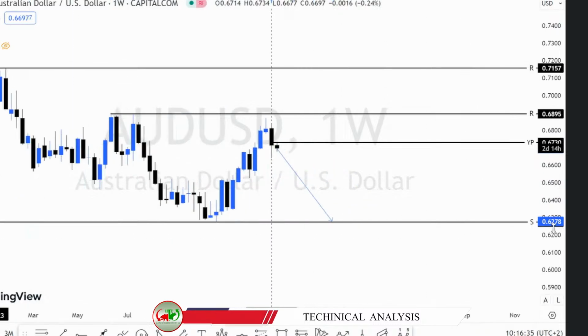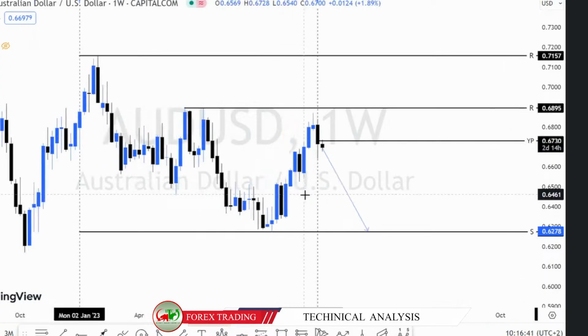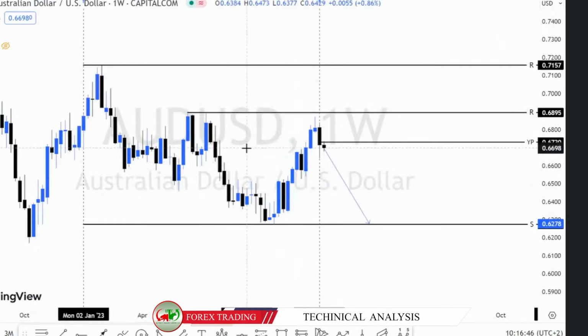0.6278, and we are already trading below the yearly pivot. So we will continue to watch how the price action will unfold from this area of value.